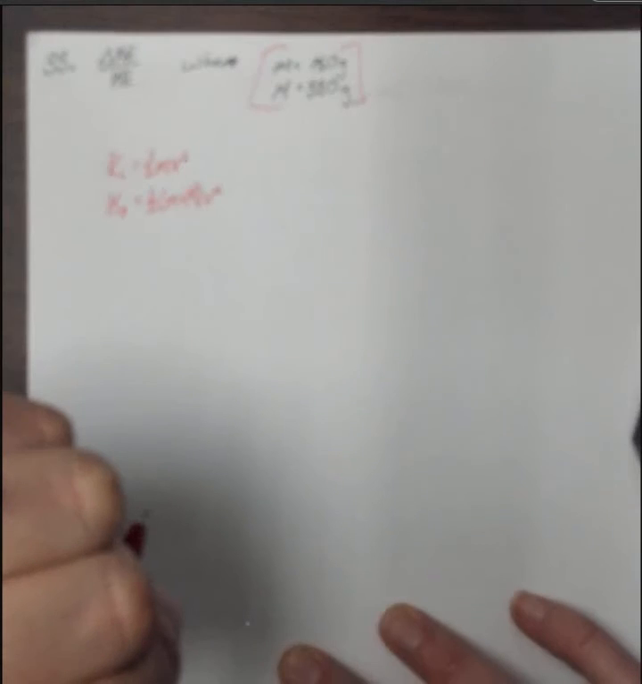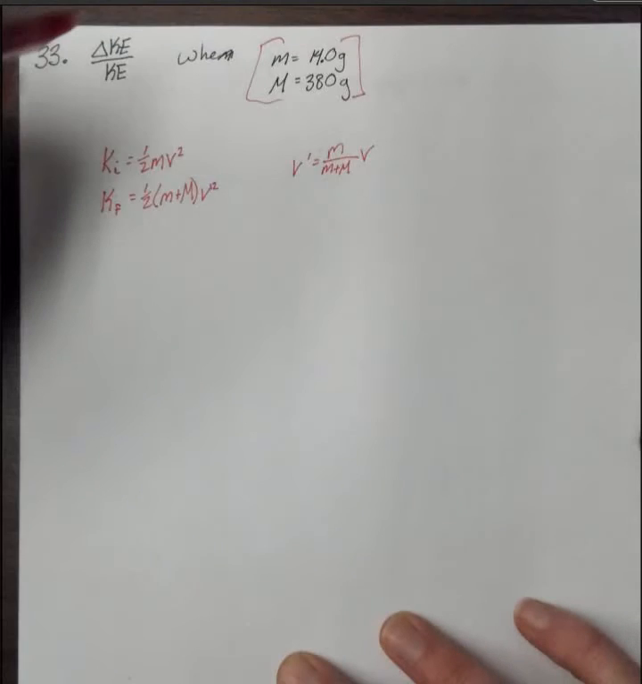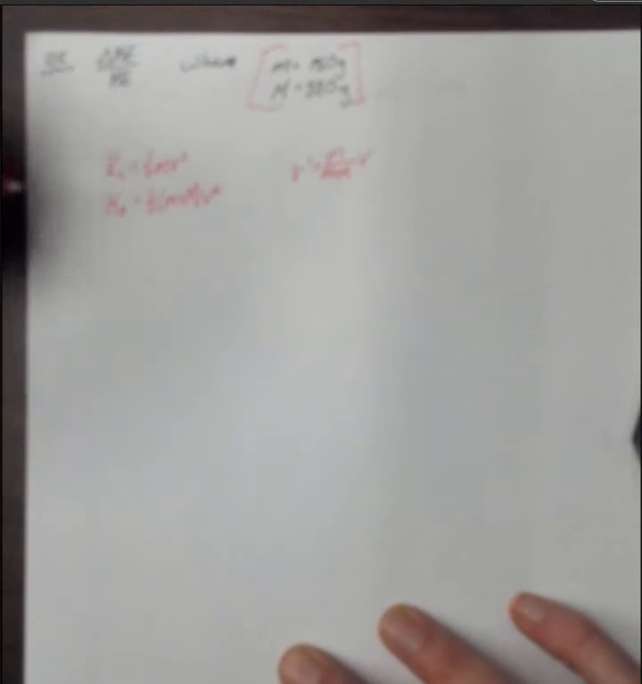You only know that the initial velocity and the final velocity are related by the equation v prime equals little m over little m plus capital M times v. We got that using our conservation equations, so that we were able to determine the ratio of the initial and final velocities. So now we've got this substitution value that we can use, and we're going to do just that.